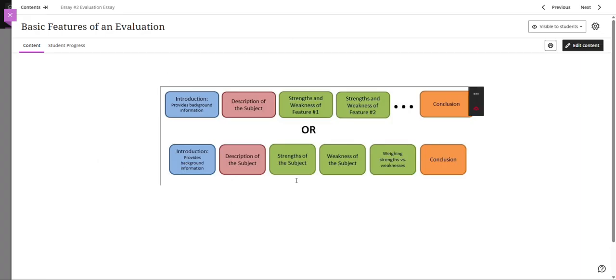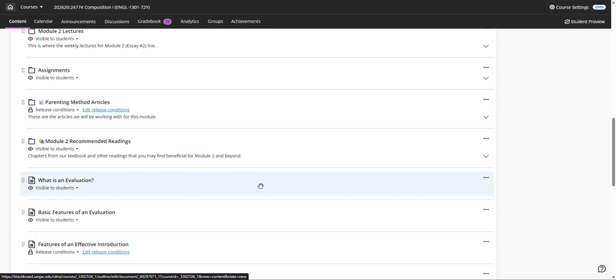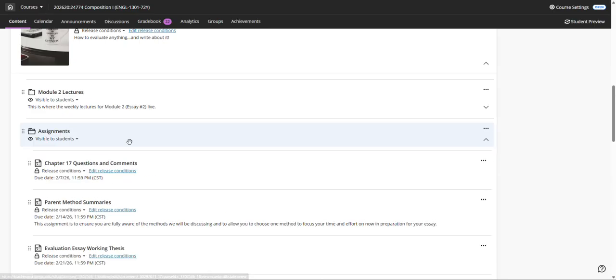But this is here for you to refer back to, and I'll probably refer back to it next week when we go back into talking about evaluations. So those are the basic features of evaluations. We're going to go over introductions and other best practices later. But for our purposes this week, we're going to keep it easy.